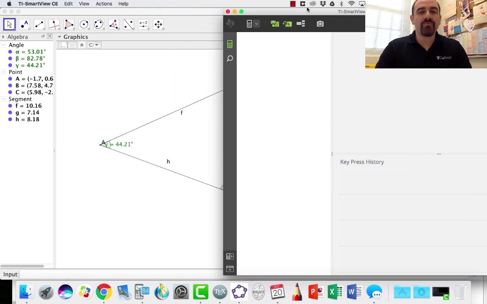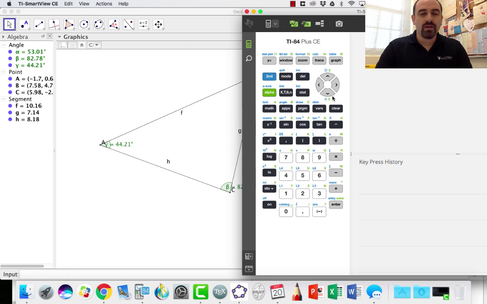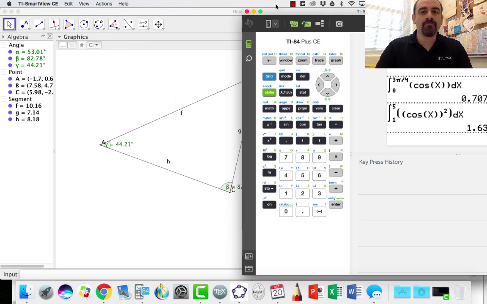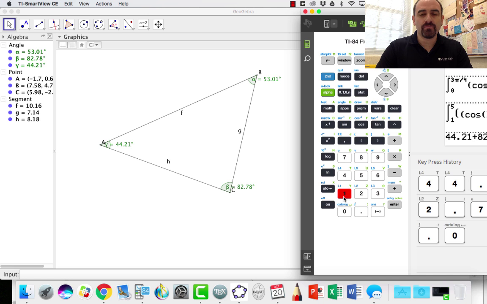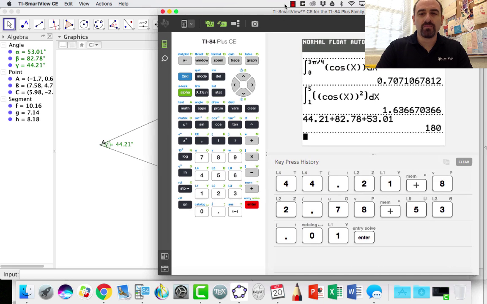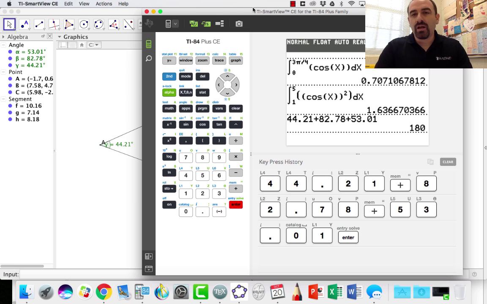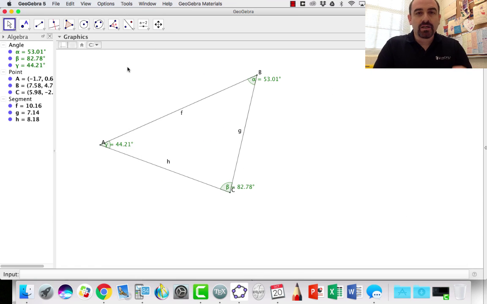I've pulled up here my calculator, and I'm going to go ahead and add up the three angles in my calculator. So I have a 44.21, I have an 82.78, and I have a 53.01. I add them together, and I get exactly 180 degrees. Add yours up, tell me what you get. Ideally, you're going to get 180 degrees as well.